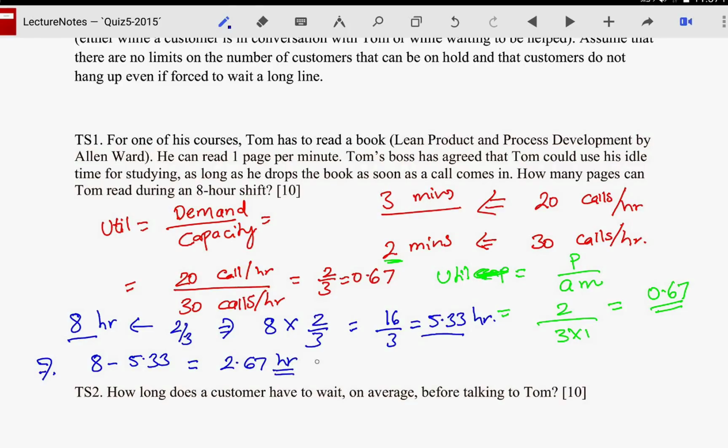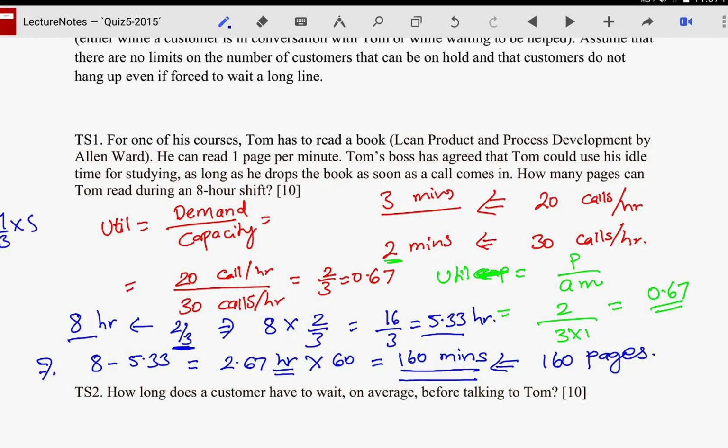In 2.67 hours, there is 2.67 times 60 minutes, which is 160 minutes, right? So given that he has 160 minutes available to read, and he can read 1 page per minute, he can read 160 pages. You could have done this slightly quicker. You could have said, well, if he's utilized 2/3 of the time, he is not utilized 1/3 of the time. That means 1/3 of that 8 hours gives you 2.67, and you multiply by 60 minutes in an hour, you get 160. So 160 pages. You can do either way, same thing.